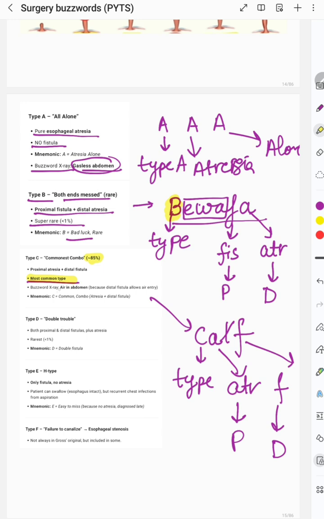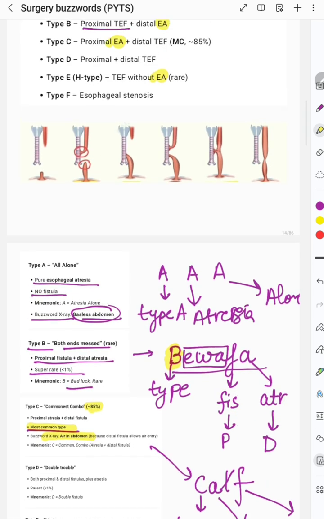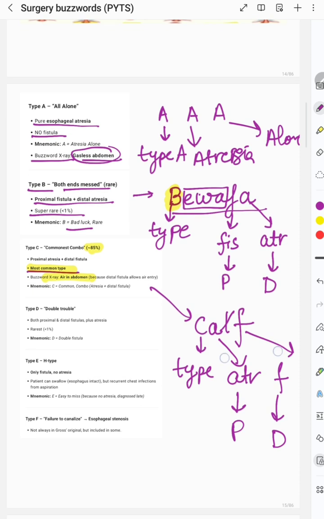And for this, now there will be air in the abdomen. Why? Because from here, air will come and go to the abdomen. So that's why on X-ray there will be air. Okay, so for type C, we remember it is the most common.